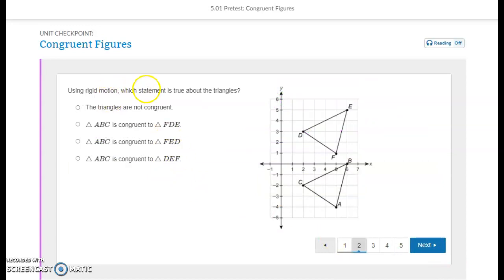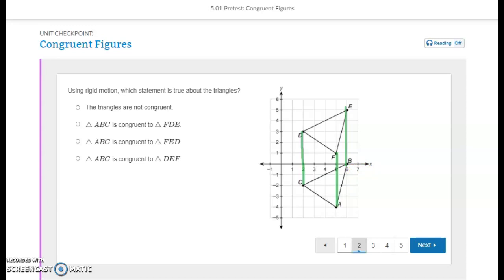Okay, using rigid motion, which statement is true about the triangles? One option says the triangles are not congruent, and other statements say that they potentially are. Basically, you want to see whether you were able to transform one triangle into the other. This looks like it went straight down by a few units. Let's double check with each one. D to C went down by 1, 2, 3, 4, 5 units. F to A should also be 5, and E to B should also be 5. That all checks out, so the two triangles are congruent.